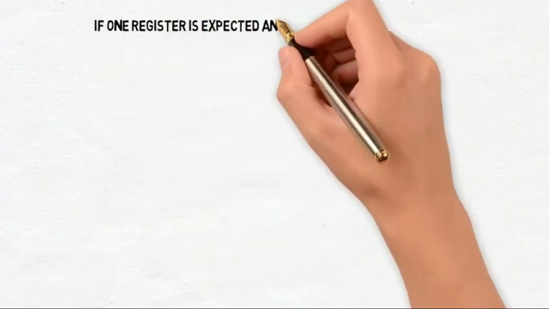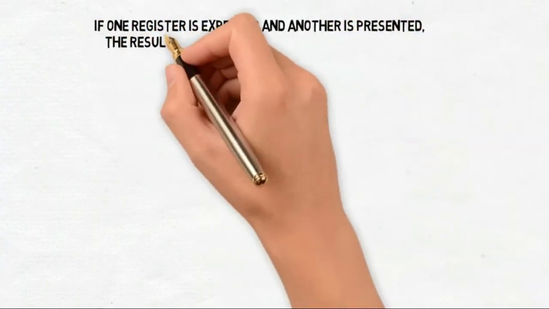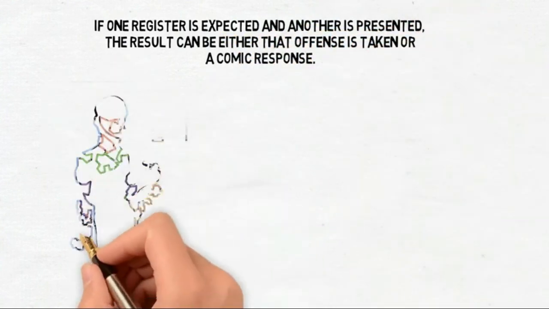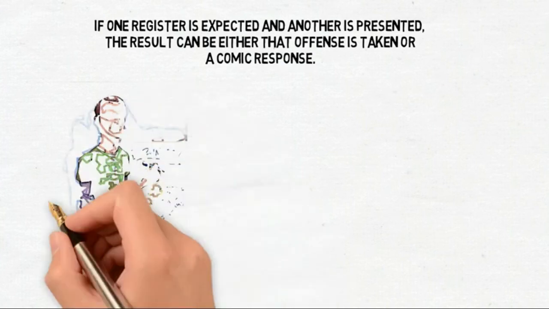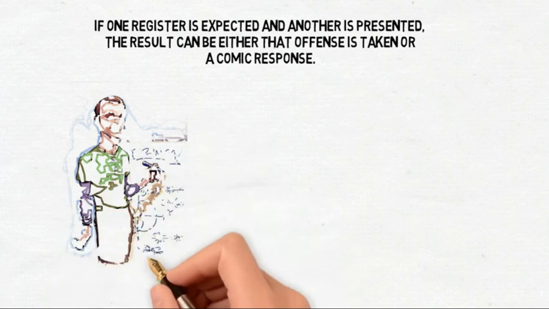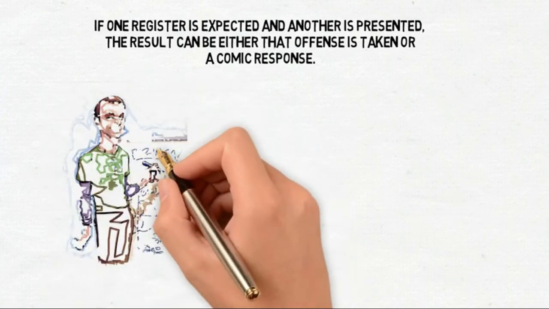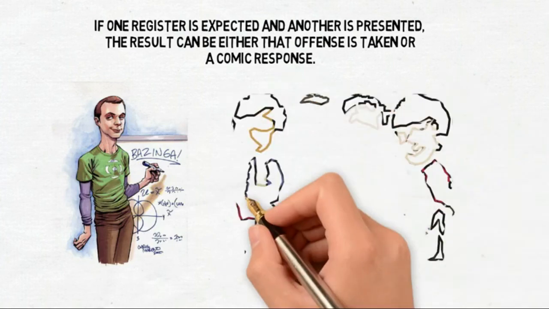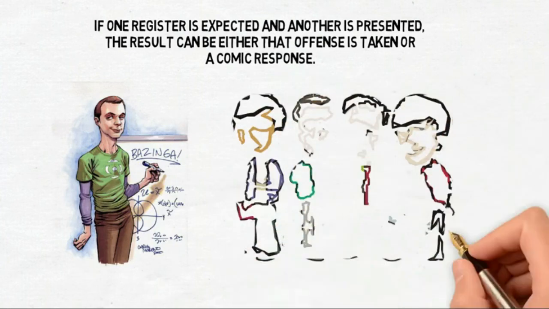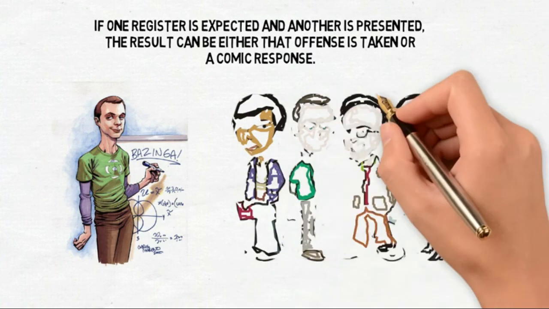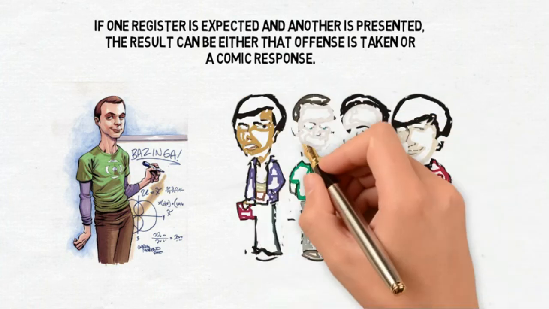If one register is expected and another is presented, the result can be either that offense is taken or a comic response. For example, on the TV show Big Bang Theory, Sheldon's character often uses the higher consultative register with his friends, as well as everyone else. He sometimes seems stuck in the world of high-level vocabulary, unable to speak in the lower casual register that his friends use among themselves. The result is comedic.